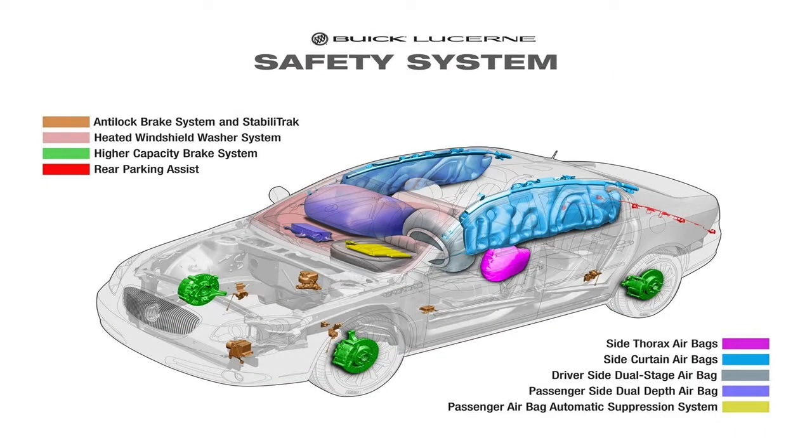you have the anti-lock brake system, you have heated windshield washer system, you have higher capacity brake system, you have rear parking assist, you have side thorax airbag. Isn't that amazing, the side thorax airbag? You have the side curtain airbag. You have the driver's side dual stage airbag. That's in the gray. You have the passenger side dual depth airbag. That's in the purple. You have the passenger airbag automatic suppression system. That's yellow. And that concludes our chapter on stoichiometry.